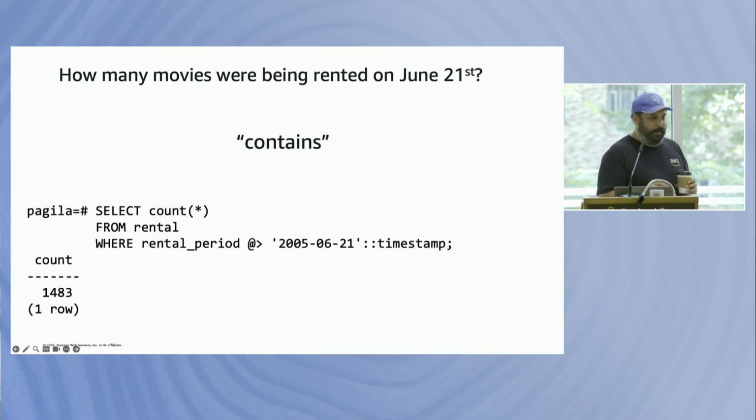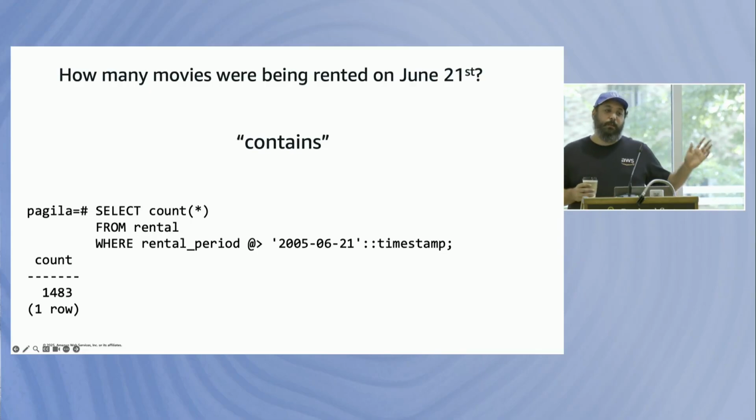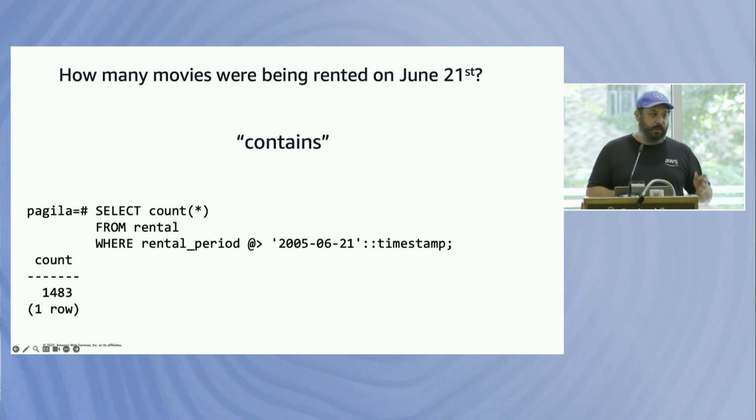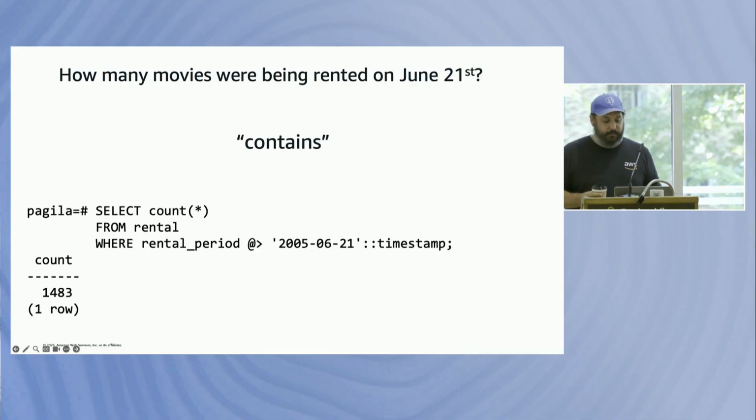It's little syntax. Might be hard to remember, but it's very little syntax. So let's say I want to know, how many movies did I have rented on June 21st? I don't care when the rental started. I don't care when the thing was returned. I just want to know how many movies were rented on June 21st. In database parlance, we'd call this a contains query. Air quotes, contains. This is actually really easy to write with the range type.